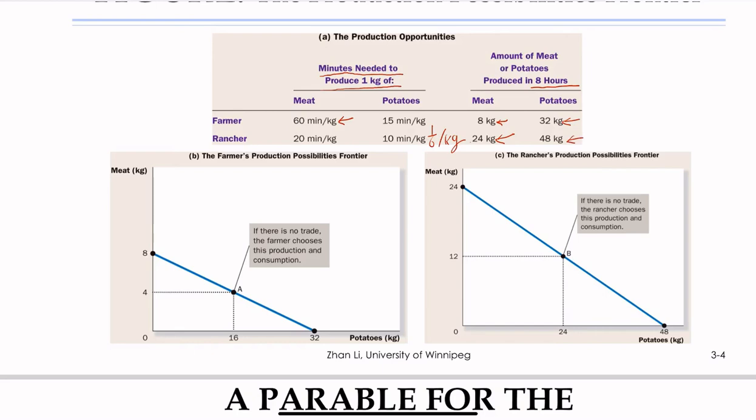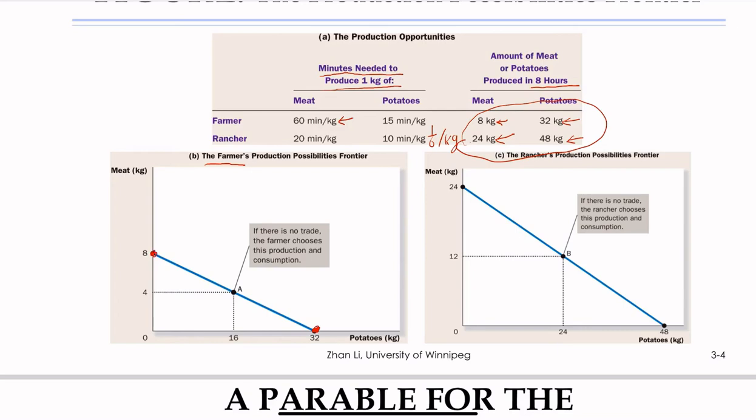So why do we want to calculate these numbers? Well, because we want to draw out the production possibilities frontier. So let's see the farmer's production possibilities frontier. If the farmer puts all his time into producing potatoes, he would produce 32 kilograms. So we get this number here. And if the farmer puts all his time into producing meat, he could produce 8 kilograms. So we will get this point.